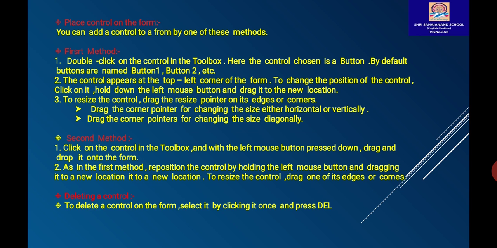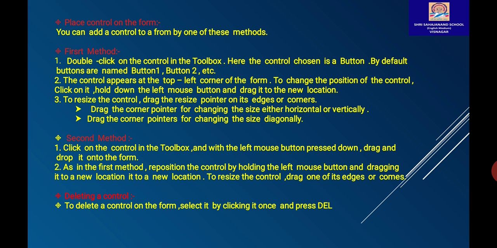Now, place control on the form. You can add a control to the form by one of these methods. So here are given two methods to set a control on the form. So first we discuss the first method, double click. Double click on the control in the toolbox. Here the control chosen is a button. By default buttons are named Button 1, Button 2 in this way.